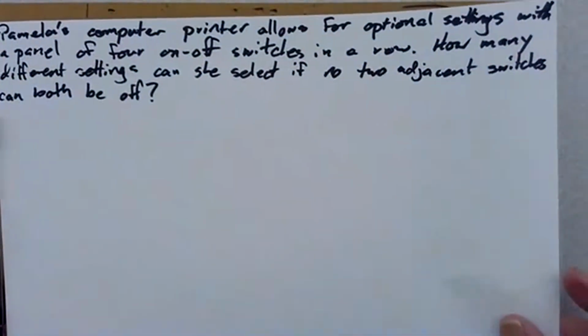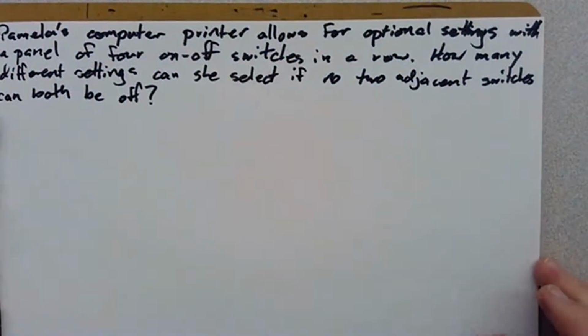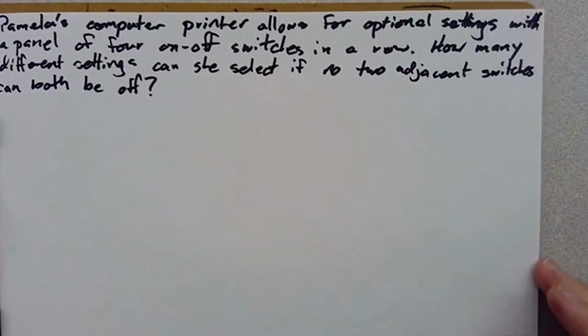Now we're going to talk about tree diagrams. Pamela's computer printer allows for optimal settings with a panel of 4 on-off switches in a row. How many different settings can she select if no 2 adjacent switches can both be off?